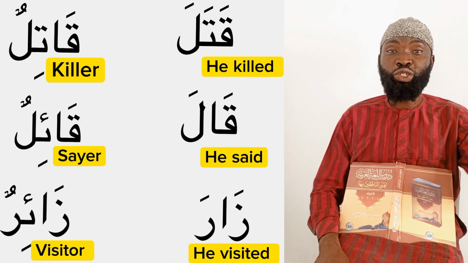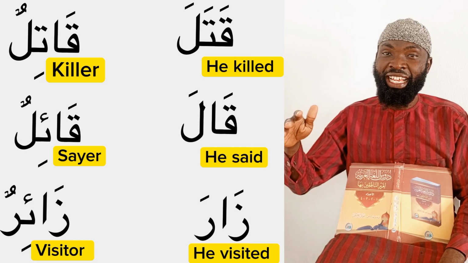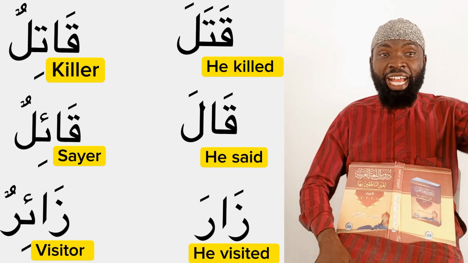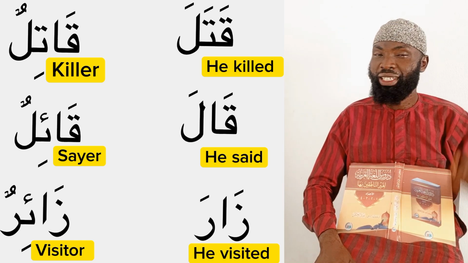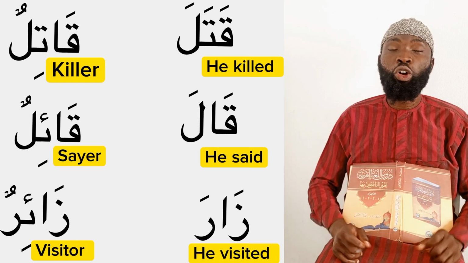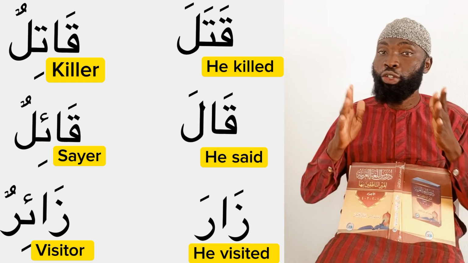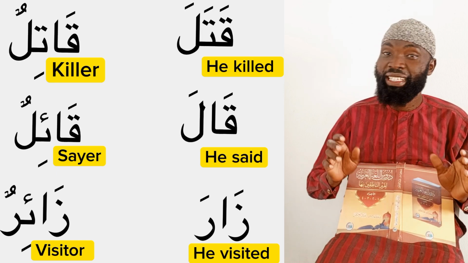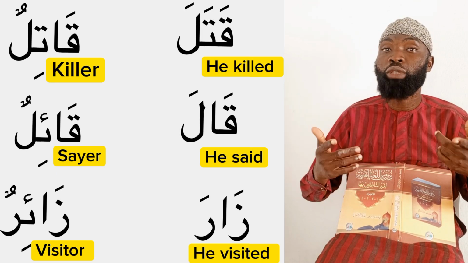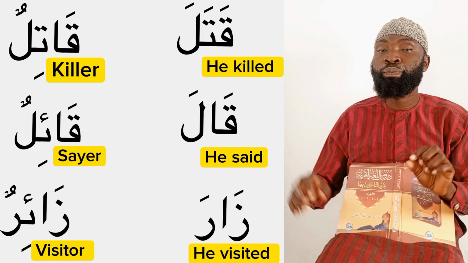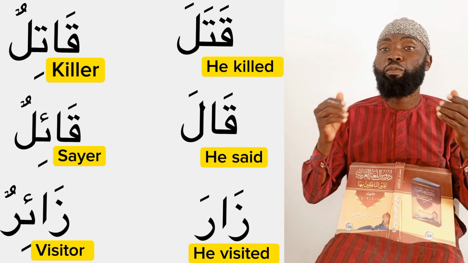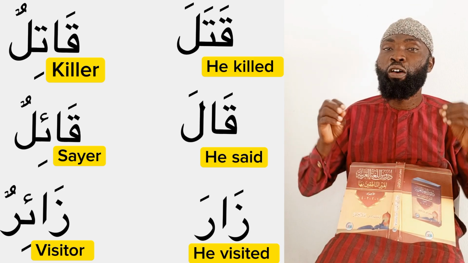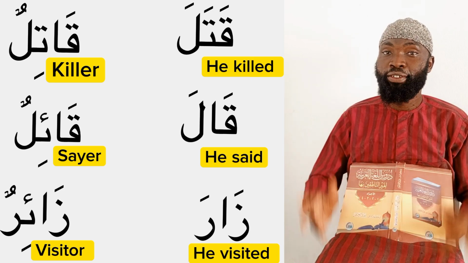The same pattern applies to the word zaro, he visited, za'irun, a visitor. Zada, he increased, za'idun, the increaser. Do you understand? MashaAllah. So we are also going to be learning this in this lesson. And lastly, we shall also be learning how to form the ismul maf'ul, which comes under the pattern of maf'ul. That is the receiver of the action coming in the passive voice.